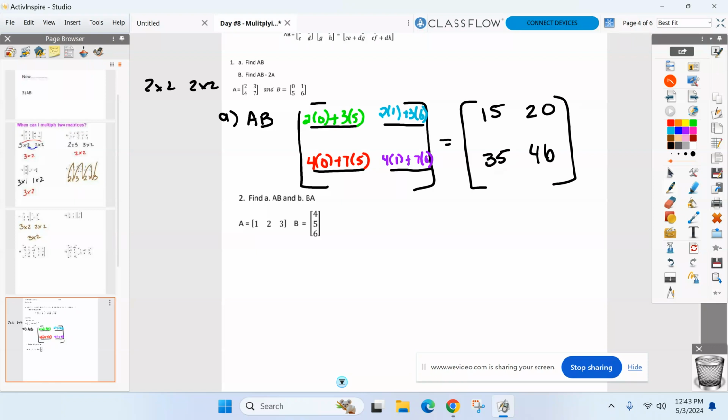Row by column. Okay, row by column. The first matrix, you always have to get a row. The second matrix is always a column. Anything you want to ask there? I know it's only one. Stop me at any time here. Everybody good?